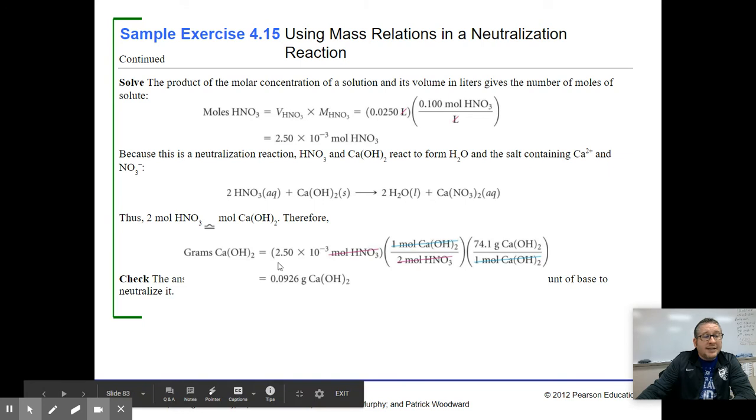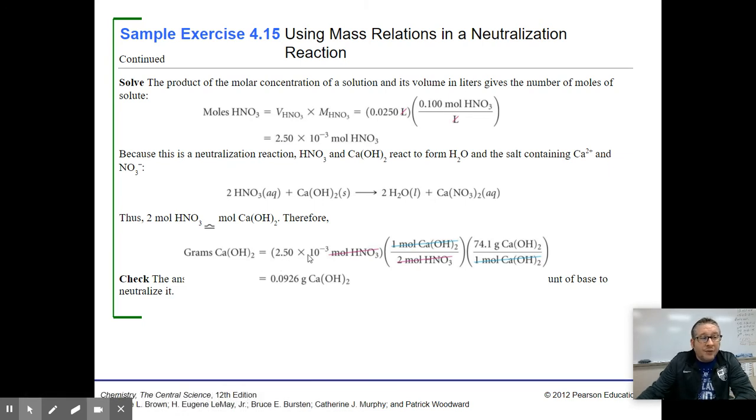So we place our amount of moles that we calculated for nitric acid. We use the mole ratio. We need calcium hydroxide in our final answer. And so they have 1 mole calcium hydroxide over 2 moles of nitric acid. Again, that's coming from the coefficients. And they went ahead and tagged onto this calculation the conversion of how to go from moles of B to grams of B. They use the molar mass of calcium hydroxide. You can make this a completely separate calculation if you want to.